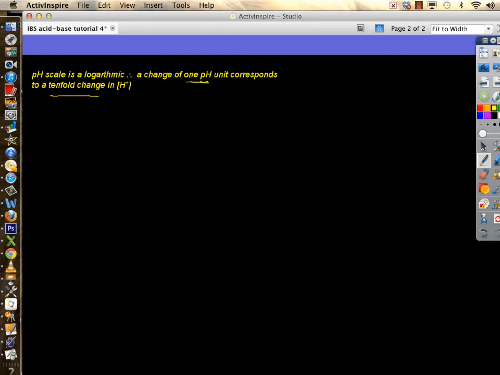What do I mean? In order to make it simpler, let's just compare one example. What about a solution with pH equals 2 versus pH equals 6? Which solution is more dilute? Which one is more concentrated? So what I'm going to do is draw a portion of my pH scale, and let's say this is pH equals 2. Next increment, pH of 3, 4, 5, and 6, and I stop.